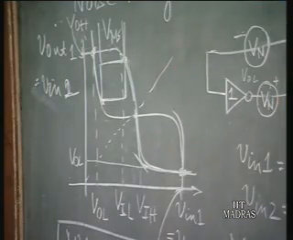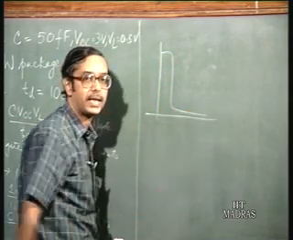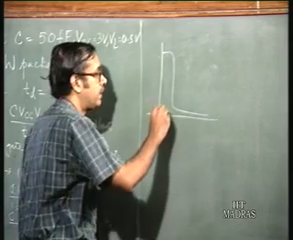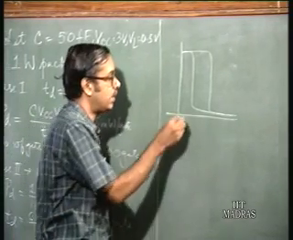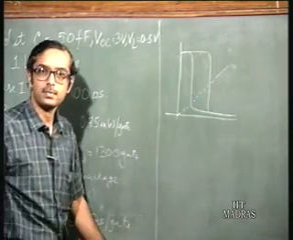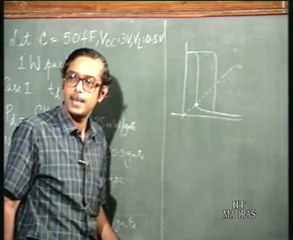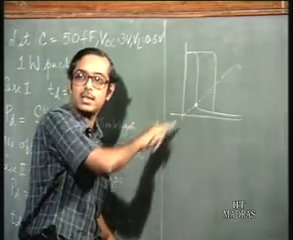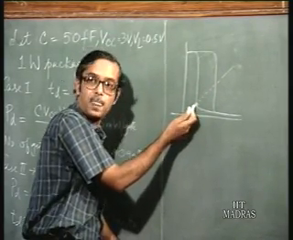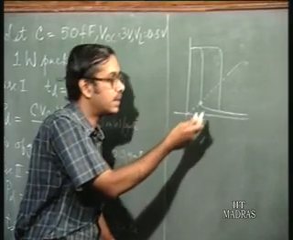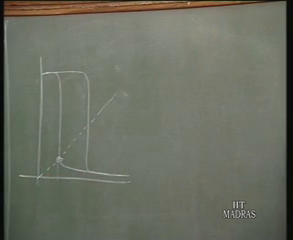I shall draw two curves, two inverter characteristics. This is one inverter characteristic, and this is another inverter characteristic. The logic threshold is here for this one, where the slope is equal to 1. So V in is equal to V out on this curve, and if V in is slightly less than this value, then V output is higher than V in because it is an inverter. And so this is the logic threshold. This logic threshold is much lower here, and this logic threshold is much higher there.